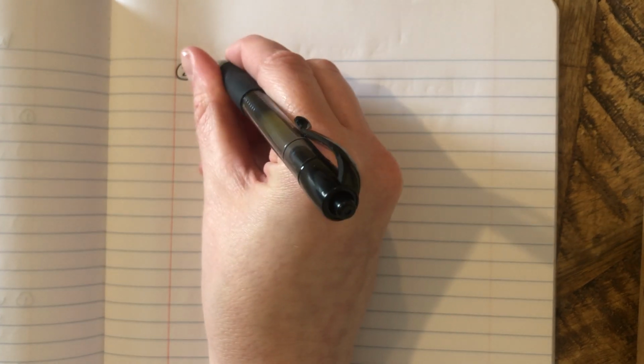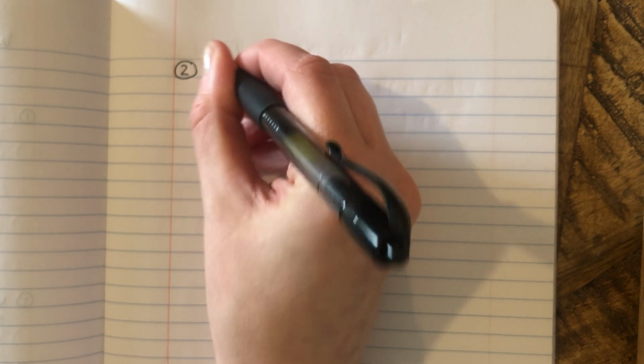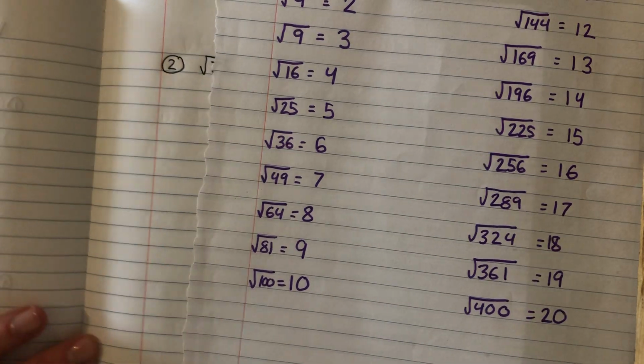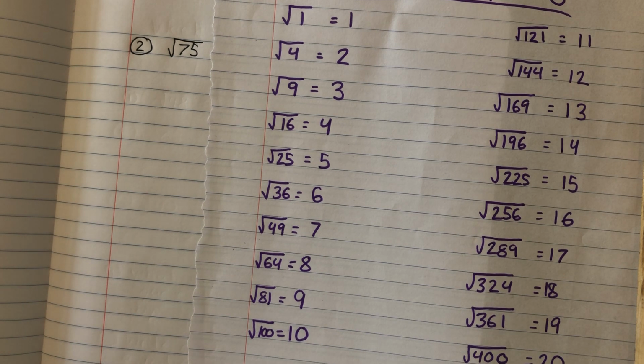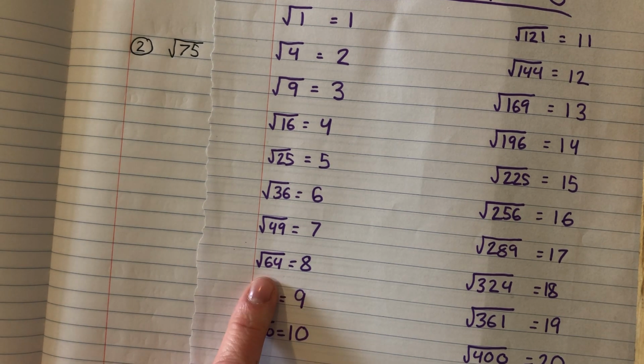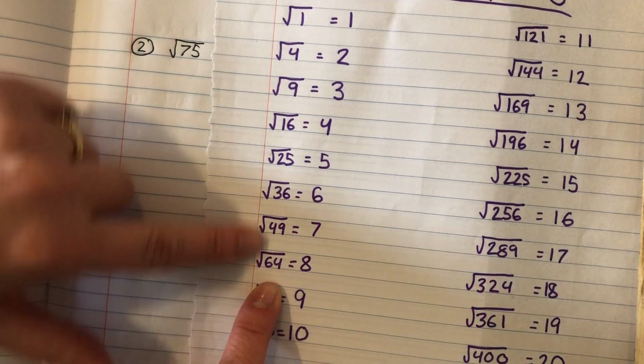So let's take a look at number 2 on the worksheet that was assigned. Question number 2 says simplify the square root of 75. Well, we now know step 1 is to identify the largest perfect square that 75 is divisible by. So I'm going to jump back to this list here. I'm going to look at all of my perfect squares that are smaller than 75. So 64 is smaller than 75, and then all the way down.